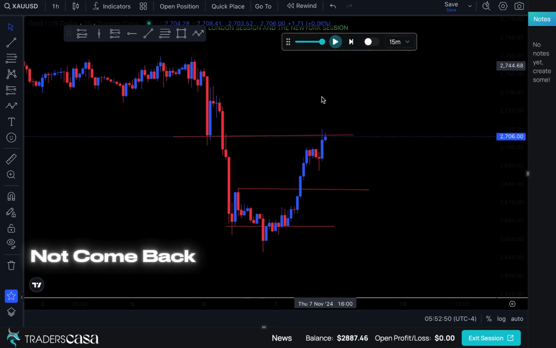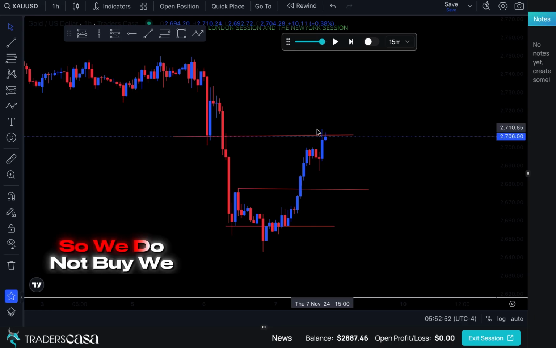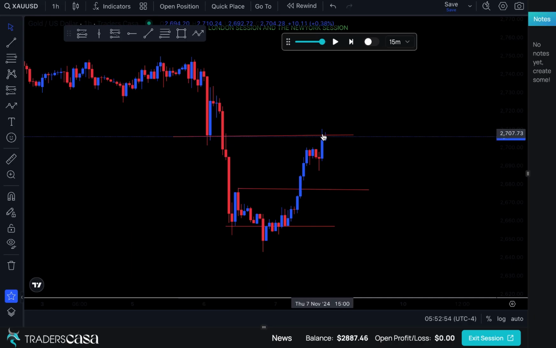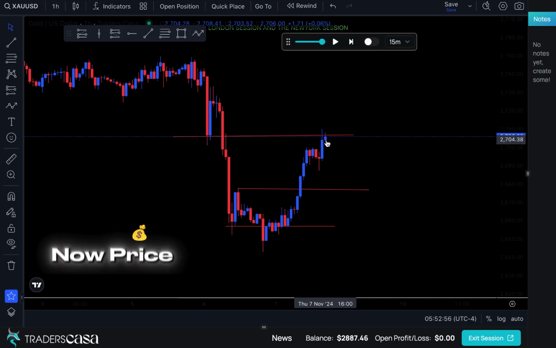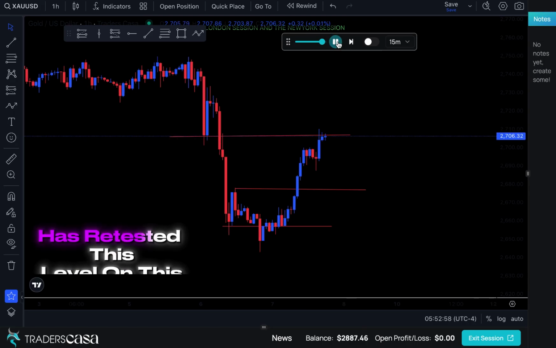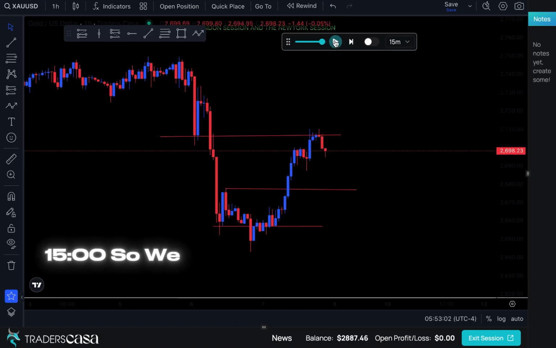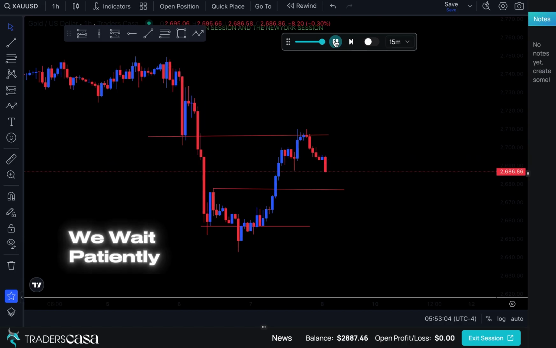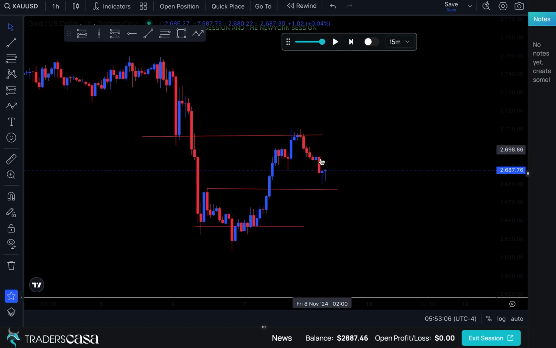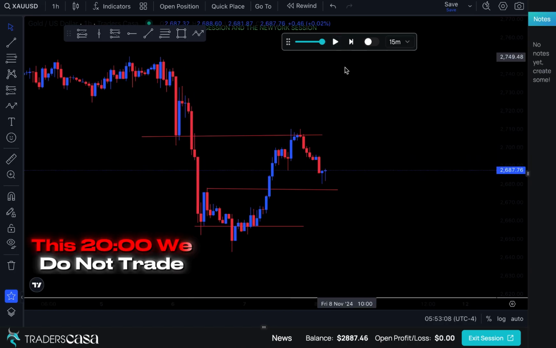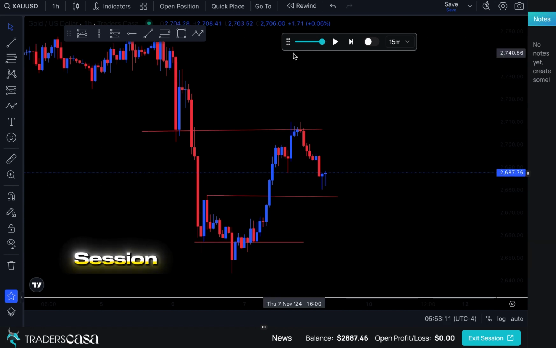Okay, price did not come back to give us entry for buy, so we do not buy. We keep waiting. Now price has done what? Has retested this level on this day, but this is 15 o'clock, so we do not trade. We wait patiently. This is 20 o'clock, we do not trade. Wait till London session.